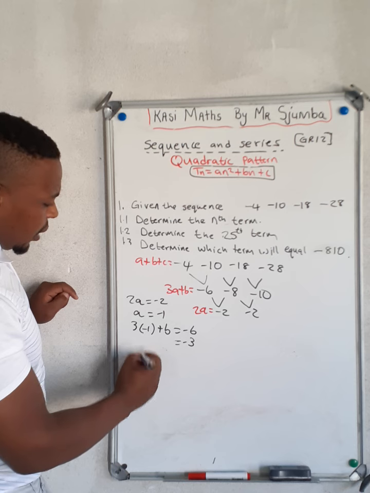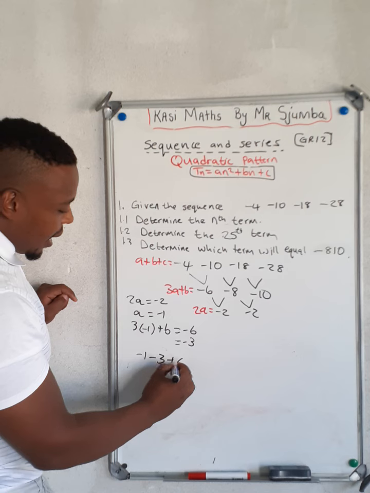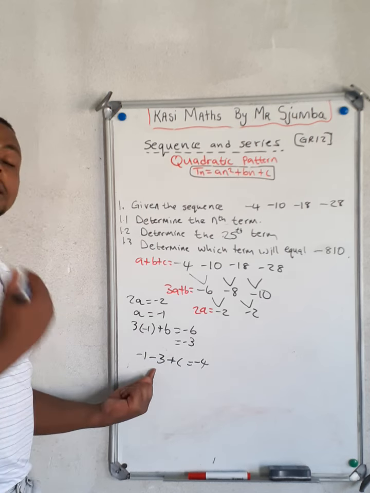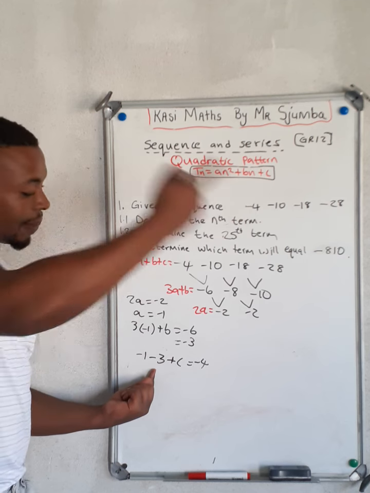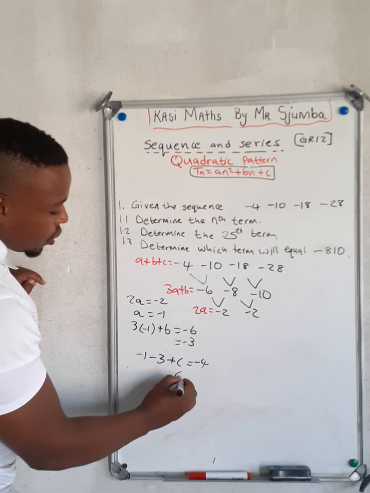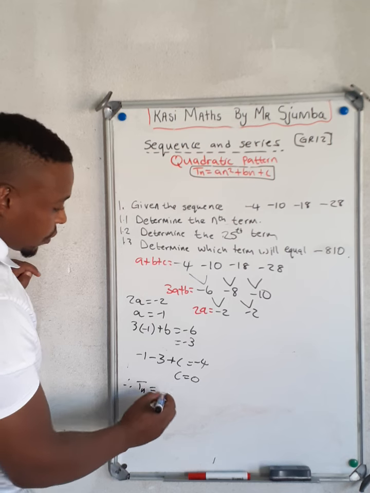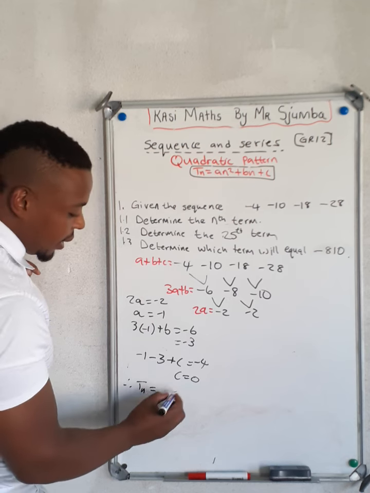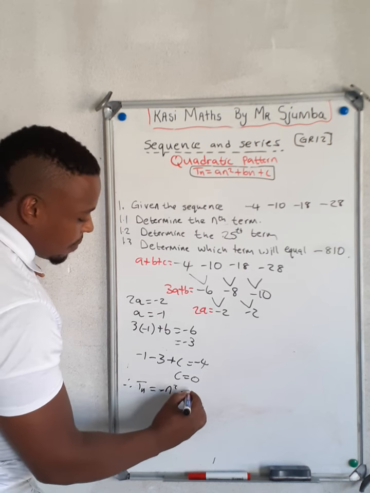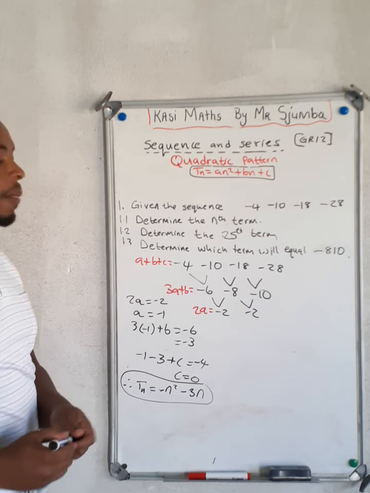So then we go for c. a is minus 1, b is minus 3, plus c equals minus 4. So minus 1 minus 3 is negative 4. So minus 4 plus 4 is 0. So our c will equal 0. So therefore we have a general term, which is Tn equals negative n squared minus 3n. So this is our general term.